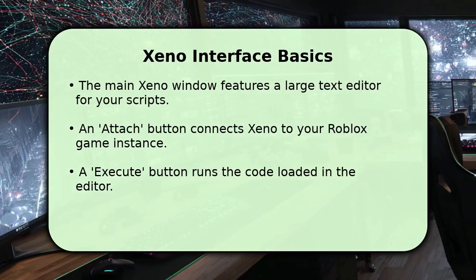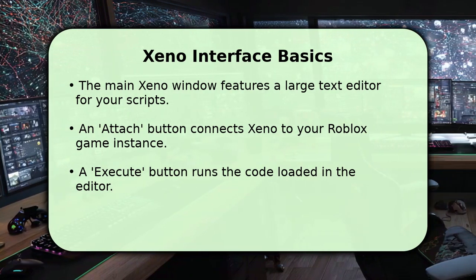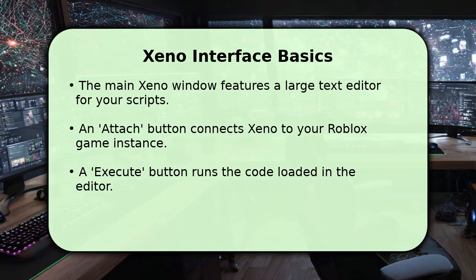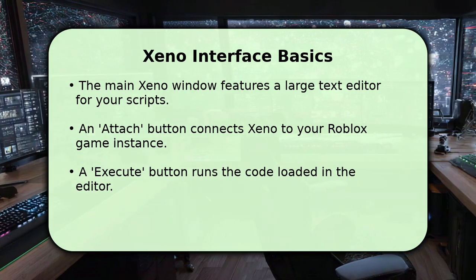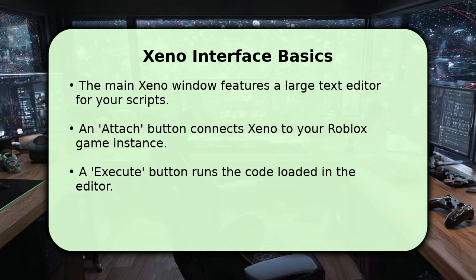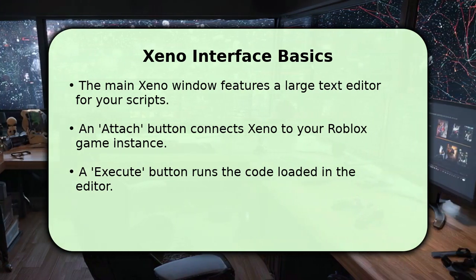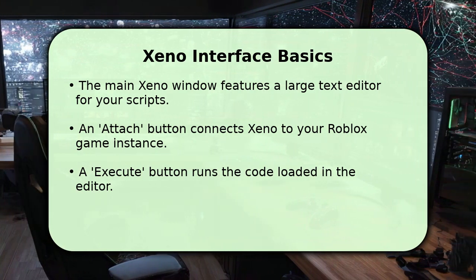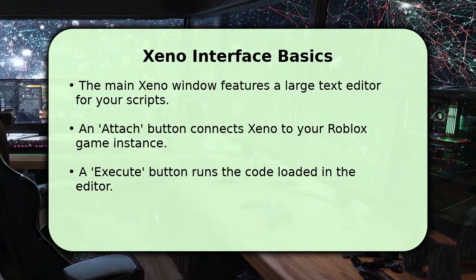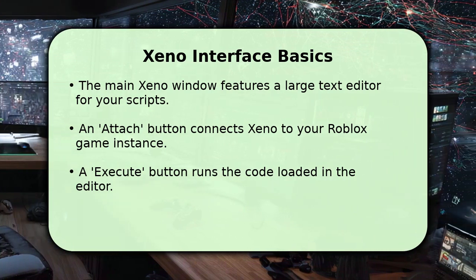The Xeno interface is designed for clarity and efficiency, making it incredibly intuitive. On the left, you will see the large script editor, where you can paste or write your code. At the top, locate the Attach button. Click this to link Xeno with your active Roblox game, a step vital for execution. The Execute button, typically found next to Attach, will then run your loaded script seamlessly within the game environment.